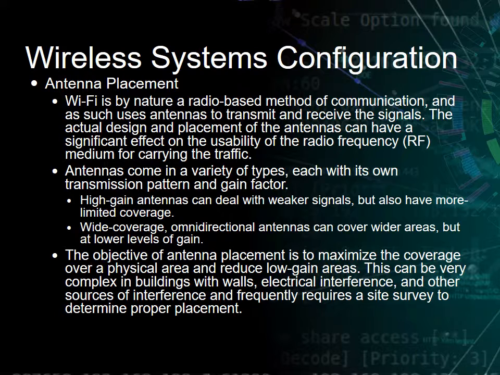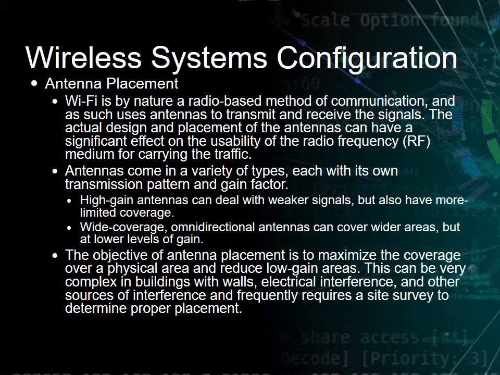So Wi-Fi by nature is a radio-based method for communications, as we've already stated, and as such uses antennas to transmit and receive the signals. The actual design and placement of the antennas can have a significant effect on the usability of the radio frequency medium for carrying the traffic. So where you put the antennas is going to make a big difference.